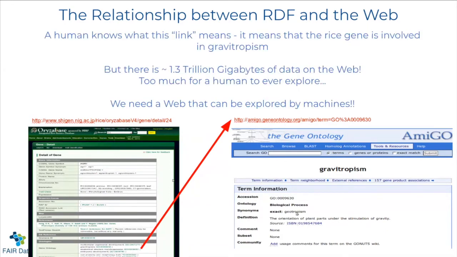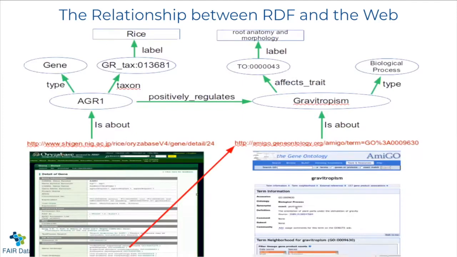So humans know what the link means. Right? They think they know what the link means. It means that rice is involved in gravitrophism. But there's about 1.3 trillion gigabytes of data on the web. We can't explore all of that as humans. So we need a web that can be explored by machines. And so we need to make this information explicit.